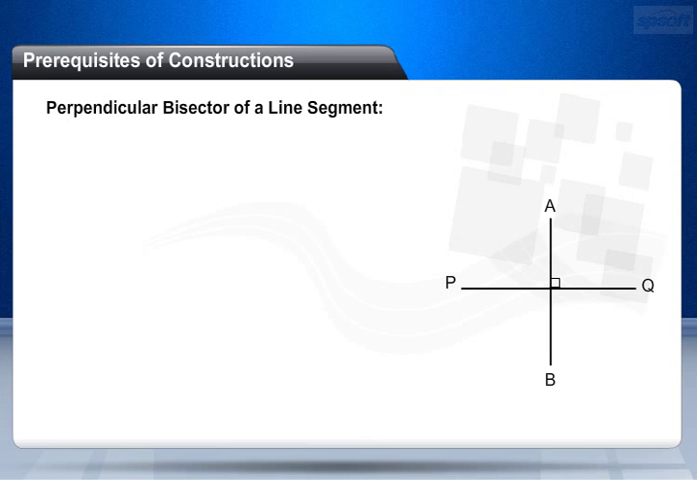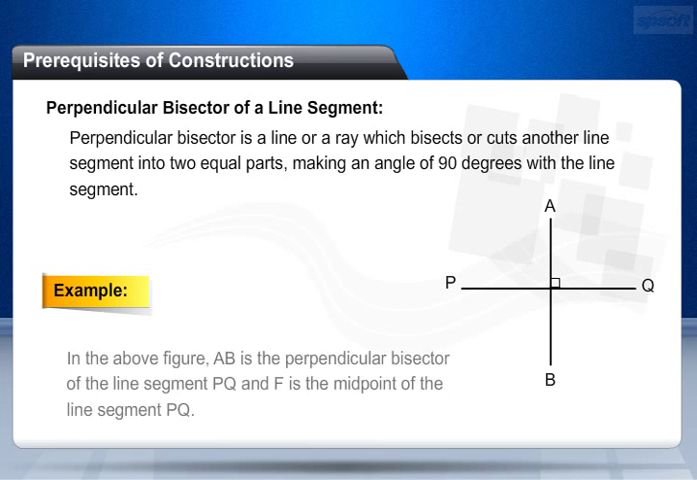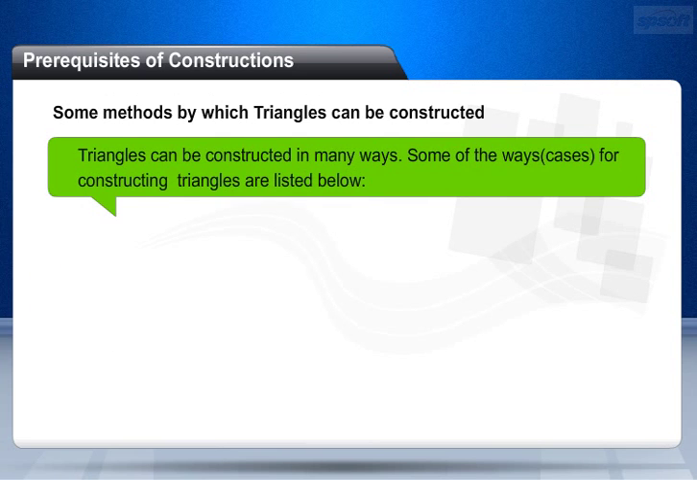Perpendicular bisector of a line segment. Perpendicular bisector is a line or a ray which bisects, or cuts, another line segment into two equal parts, making an angle of 90 degrees with the line segment. For example, in the above figure, AB is the perpendicular bisector of the line segment PQ, and F is the midpoint of the line segment PQ. Thus PF equals FQ, that is, QF.